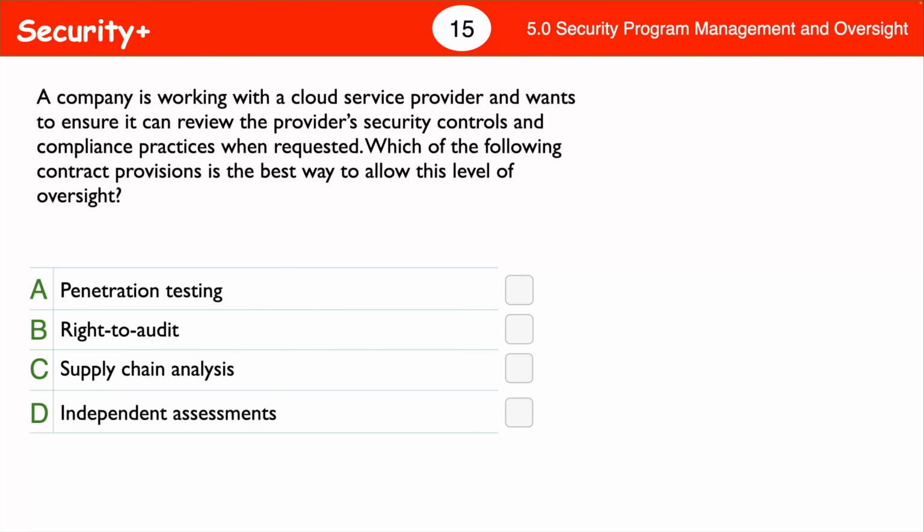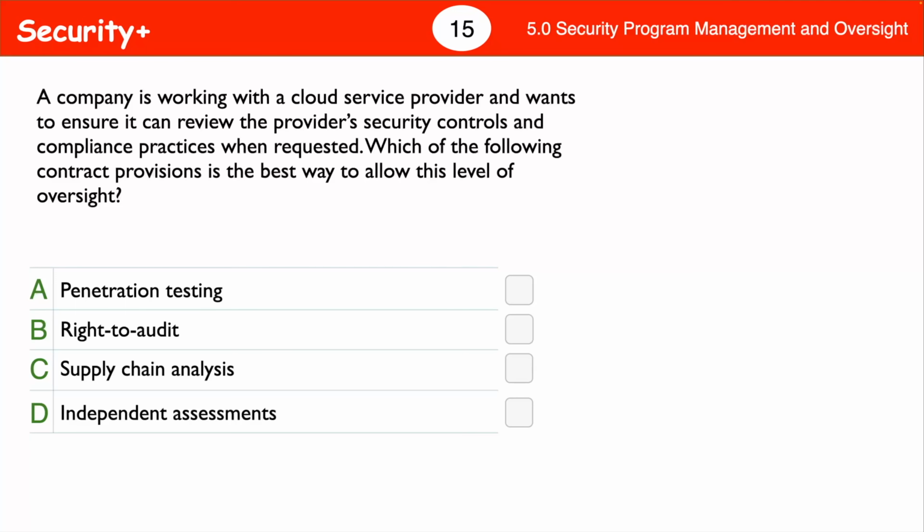Question 15. A company is working with a cloud service provider and wants to ensure it can review the provider's security controls and compliance practices when requested. Which of the following contract provisions is the best way to allow this level of oversight? A, penetration testing. B, right to audit. C, supply chain analysis. Or D, independent assessments.